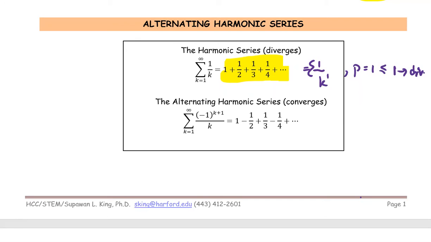But for the alternating form of this harmonic series, in the form of the summation of (-1)^(k+1) divided by k, which is 1 minus 1 half plus 1 over 3 minus 1 over 4. If we rewrite this as (-1)^(k+1) multiplied by 1 over k as a term for the alternating harmonic series, the ak is 1 over k, and we check the conditions of the alternating series test.